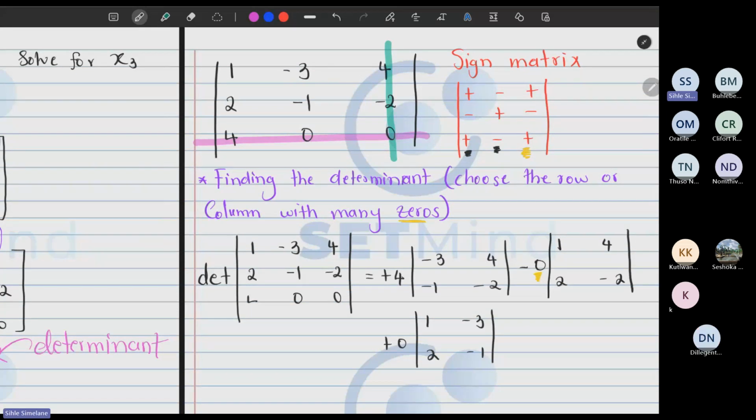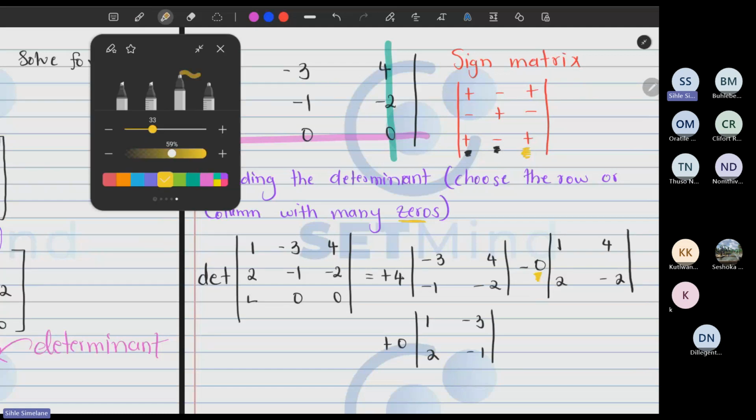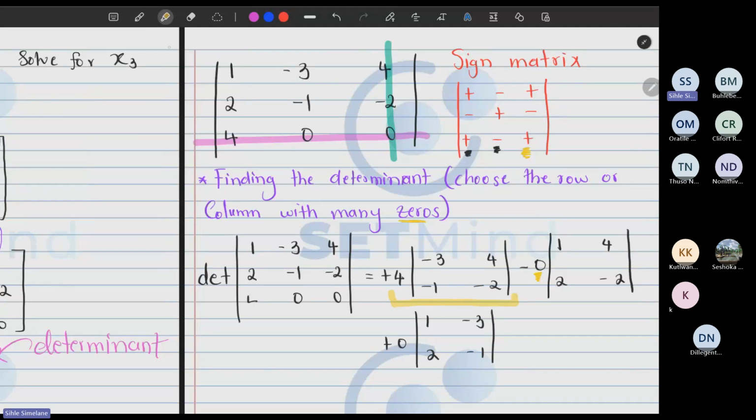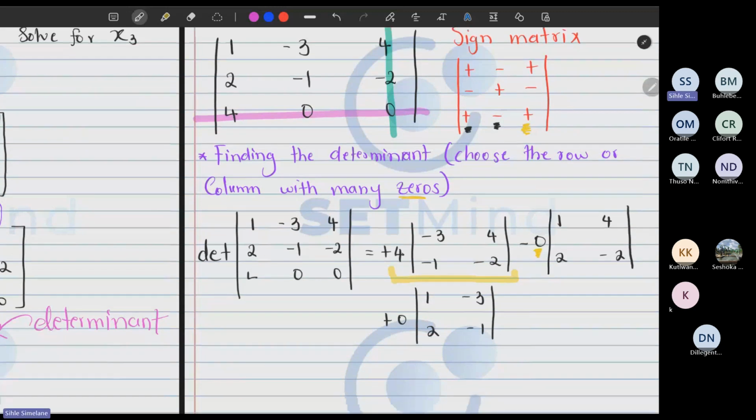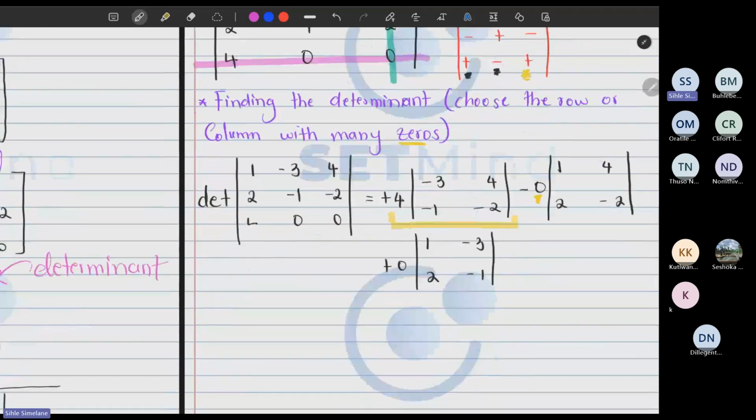So which means the only part which is playing a role is that first part there. So let's find that determinant. I need you to remember that the determinant of a 2 by 2 matrix A, B, C, D is given by AD minus CB.